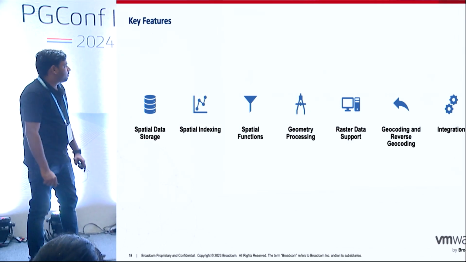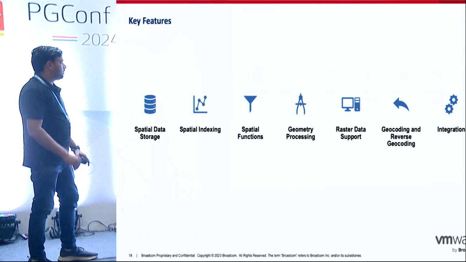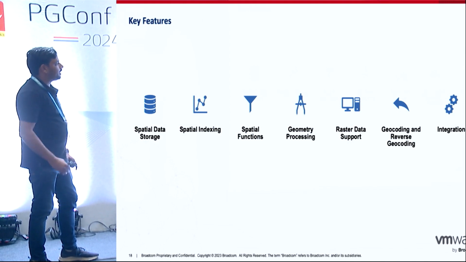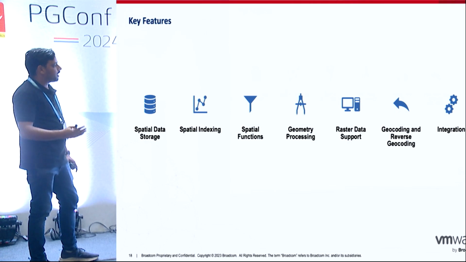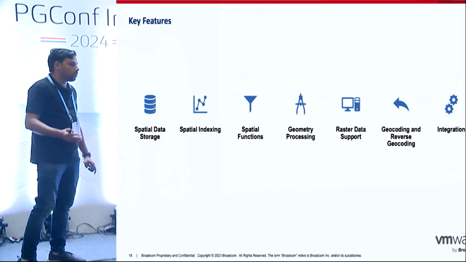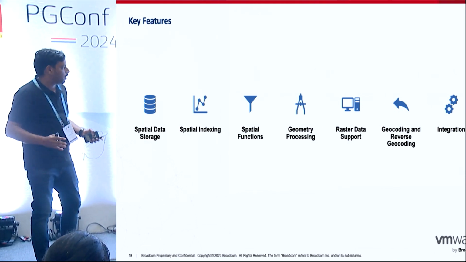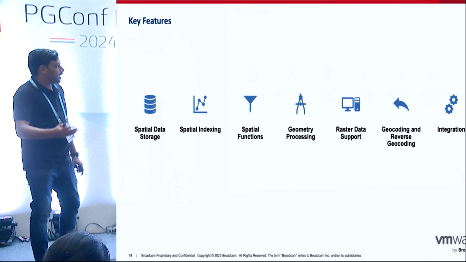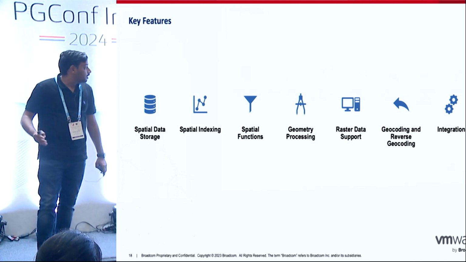Now the key feature of PostGIS, apart from the 3 basic features which are data storage, indexing and special functions, is that we have some extended capabilities to manipulate geometries and create geometries. If you have a polygon, you can split it into 2 polygons. Then we have raster data support, which is done by the PostGIS raster extension.